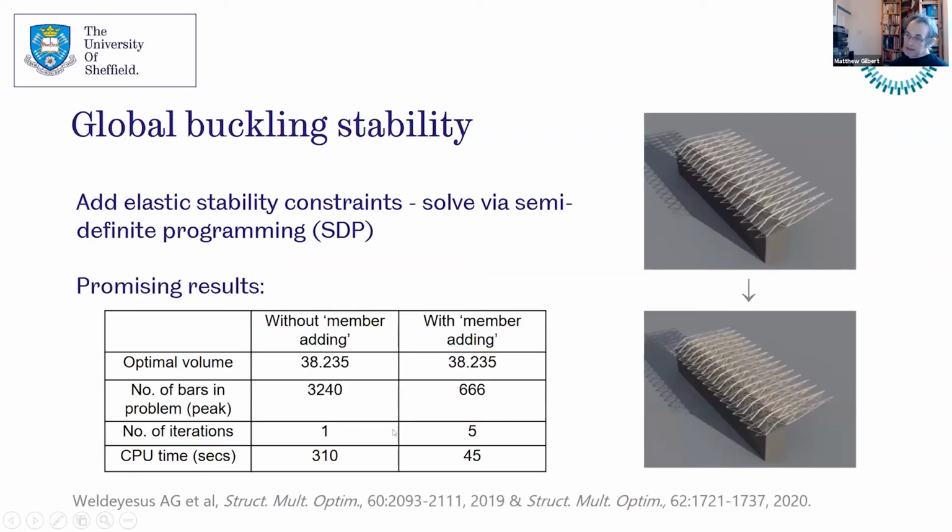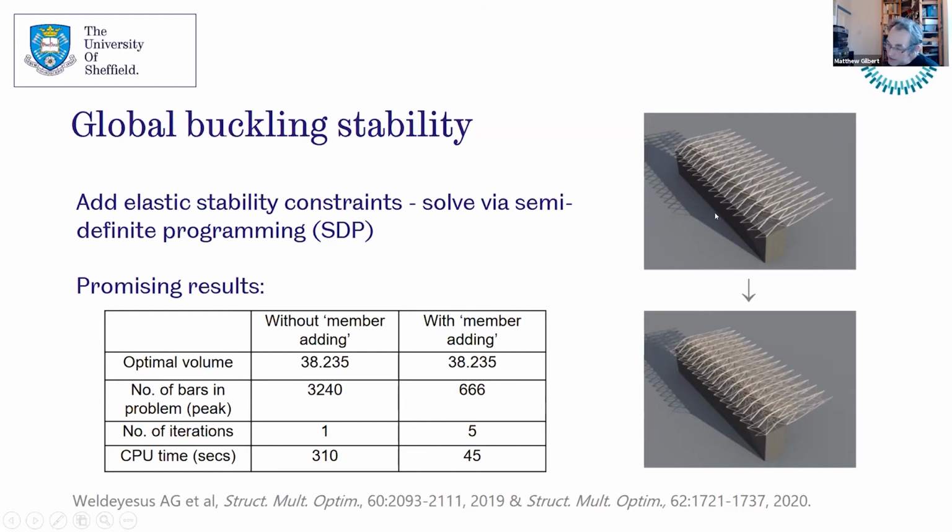Another thing I mentioned was buckling stability, either global stability or local stability. Here we can see an example where we're addressing the global buckling stability problem. In this case, rather than solving a linear optimization problem as we've done in some of the earlier examples, we move to a semi-definite programming problem. It's more complex, more computationally expensive, but the benefit is that rather than coming up with solutions which are prone to be globally unstable, you end up effectively having something that is automatically stabilized.